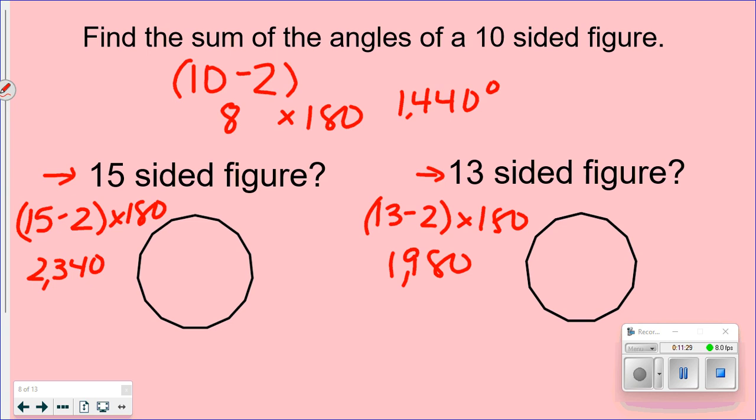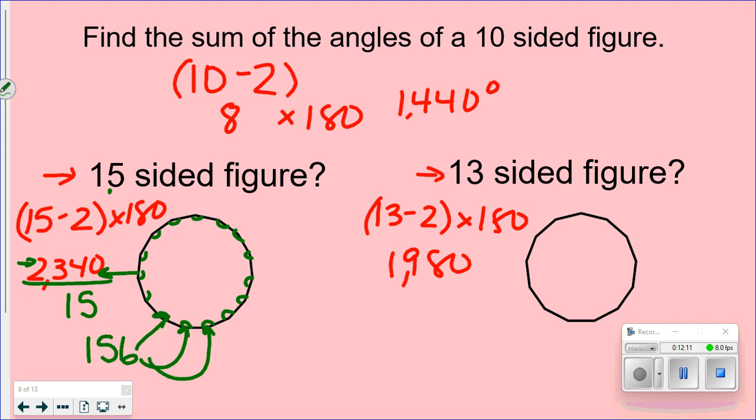Now, another question I have is, let's go back to the 15-sided one. That's like me adding all of these together, and adding all these together will give you this number right here. But let's say I want to know what each individual angle is by itself. I'm going to take this number and divide by how many vertices there are. There's going to be 15 vertices. I'm going to divide this by 15. And so each angle in here is 156 degrees.